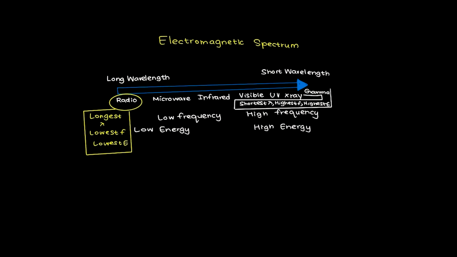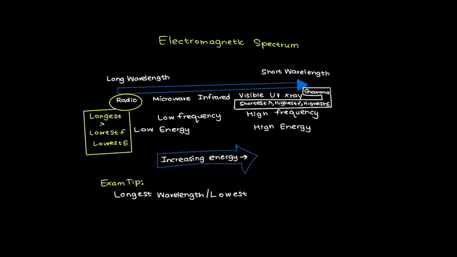Here's a WGU C165 OA exam tip for you. Radio waves have the longest wavelength and lowest energy. Gamma rays have the shortest wavelength and highest energy. Picture the spectrum from radio to gamma as going from long and weak to short and strong. Quick recall hook. Radio is relaxed, longest wavelength, lowest energy, most chill.